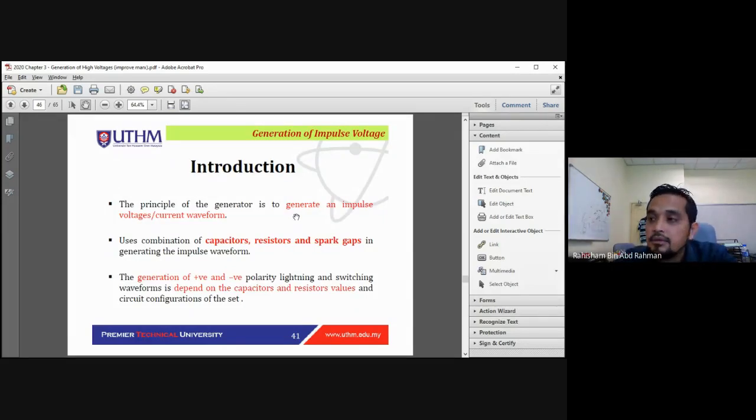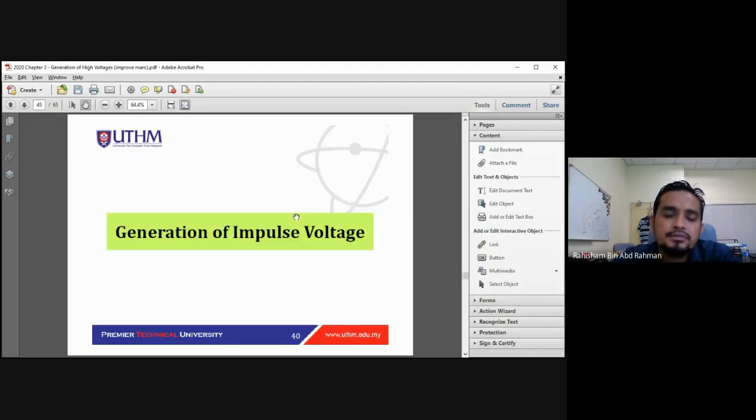And then the generation of impulse voltage, last for today. We generate impulse voltage with the impulse generator. Obviously, we don't use the impulse voltage in daily life. Consumers don't use it, and even manufacturers don't use the impulse voltage. Then why or how do we use it? What is the importance of the impulse voltage?